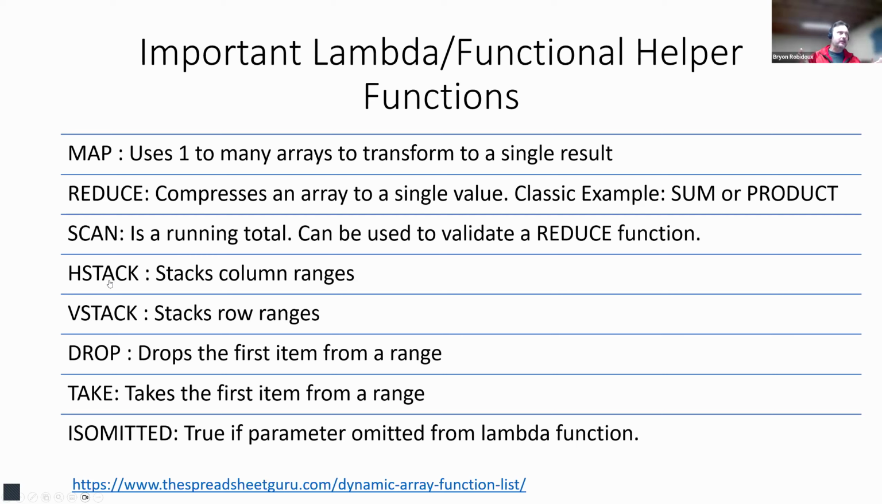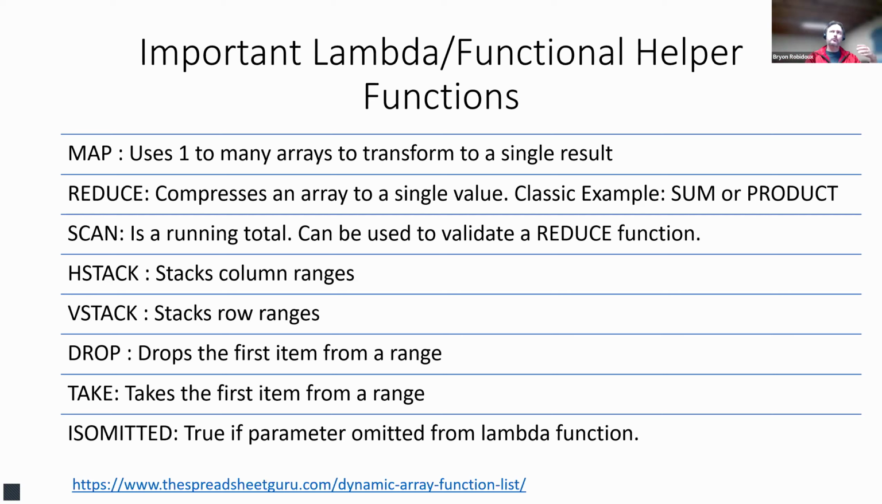HSTACK is what it's saying. It's a horizontal stack. It's just stacking columns together. VSTACK is a vertical stack. It's just stacking rows together. Because you define these dynamic arrays, you can have different columns from different parts of the spreadsheet, and you can stack them together and make them their own little individual dynamic array to work with.